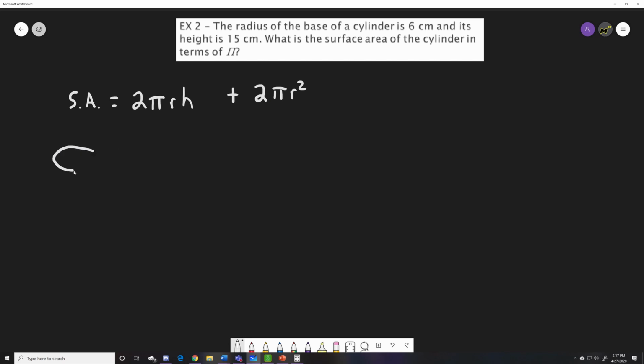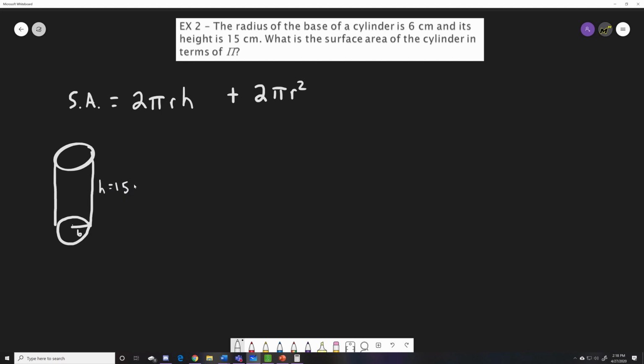So here we have our cylinder, and then of course the bottom base. You have 2 of these bases, and then you have the circumference, so you go around the circle, times the height, which would be there. Alright, let's keep this diagram. The radius of the base is 6 centimeters, so from the center to the edge, that'd be 6 centimeters. The height is 15, so this would be 15.